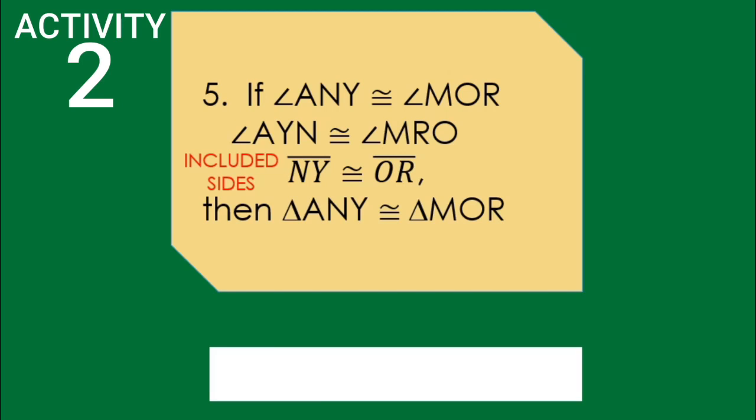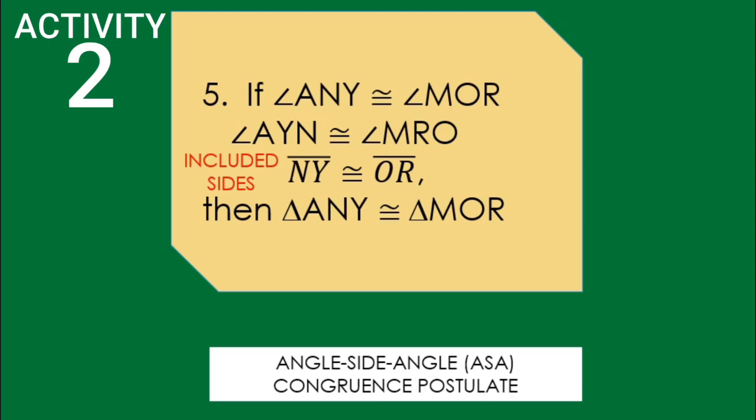Number 5. If angle ANY is congruent to angle MOR, angle AYN is congruent to angle MRO, and segment NY is congruent to segment OR, then triangle ANY is congruent to triangle MOR. So the answer is angle side angle, or ASA congruence postulate, because we have 2 pairs of congruent angles and 1 pair of congruent included sides.